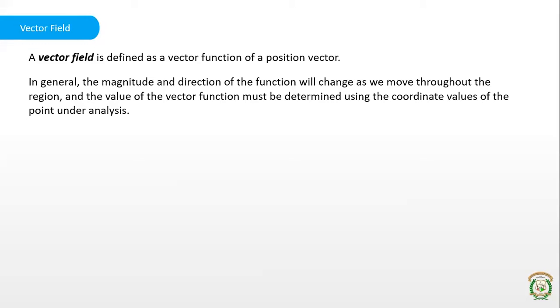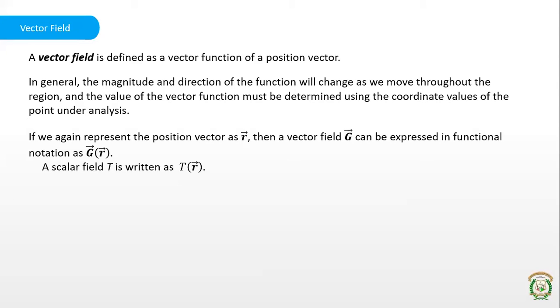As we know, the magnitude and direction of the function will change as we move throughout the region, because it is dependent on x, y, and z coordinates. As we change the x, y, and z components, the magnitude and direction of the function will change. The value of the vector function is determined using the coordinate values of the point under question. In rectangular coordinates, these will be the x, y, and z components.